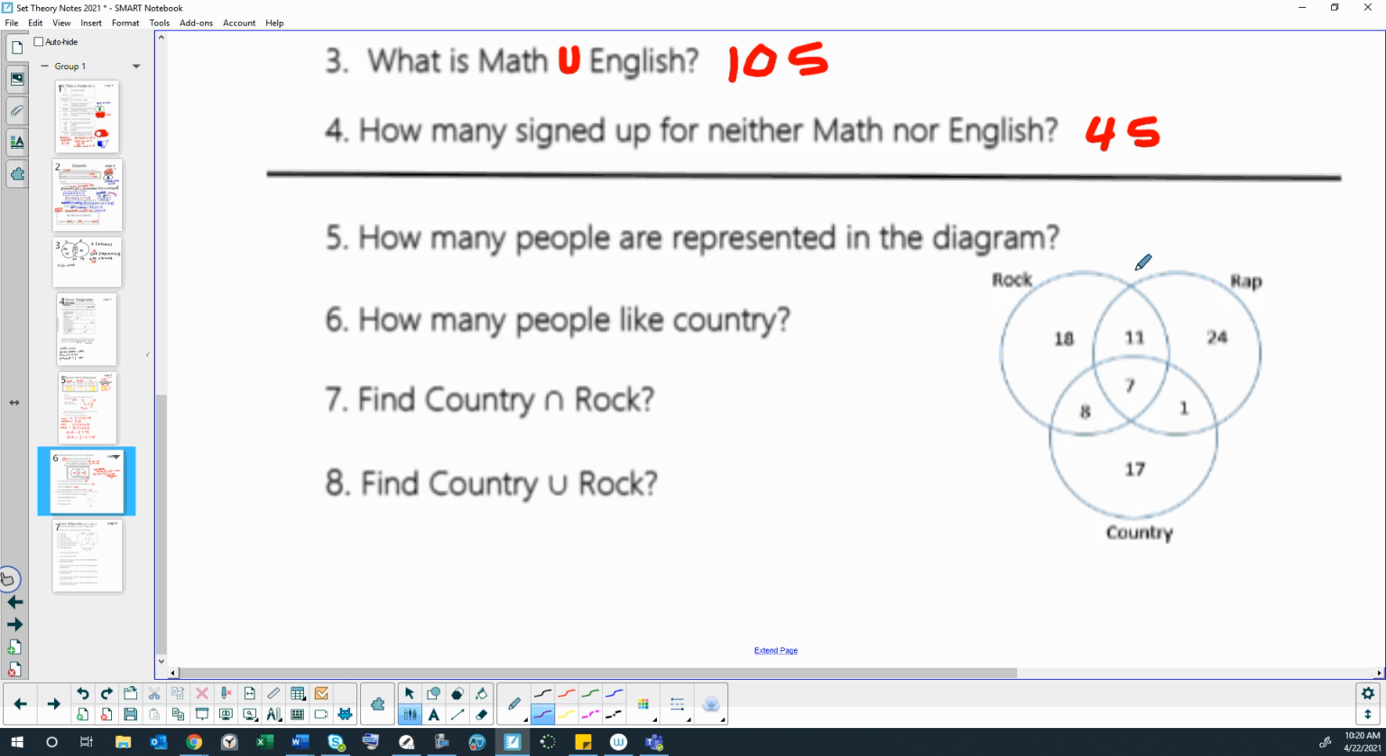So let's look at this diagram for a minute. I'm guessing that this diagram represents people that like either rock music or rap music or country music, or maybe they like two of the kinds of music, or maybe all three.